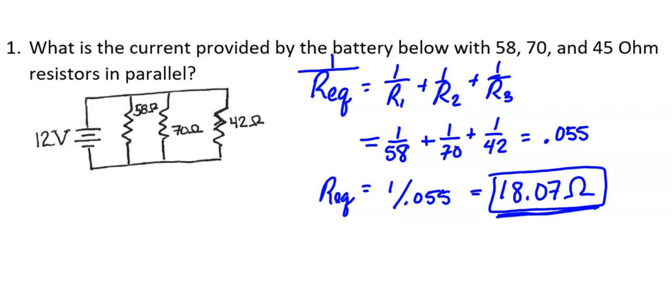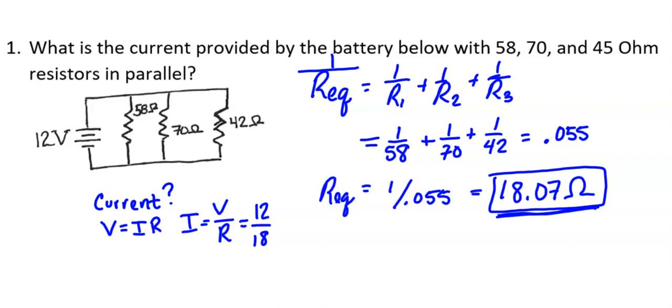So just to add another piece like I did on the other video, something that can help us: what is the current running through this? Now that we've got voltage and resistance, what would that current look like? Well, V equals IR is our starting point. So I equals V divided by R. Okay, so then that is 12 divided by 18.07 that we calculated. And our current running through the system is 0.67 amps or 670 milliamps.